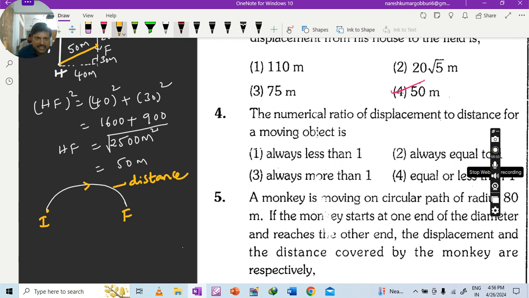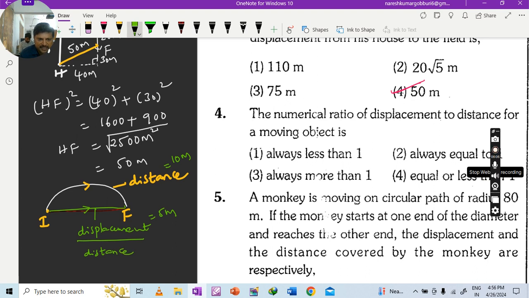And see here, my dear children, this straight line joining the two points is called displacement. Already we know very well, when a body moves along a curved path, distance is greater than displacement. That means here distance is greater than displacement. Suppose distance is 10 meter and displacement is 5 meter. Here the ratio is displacement to distance.